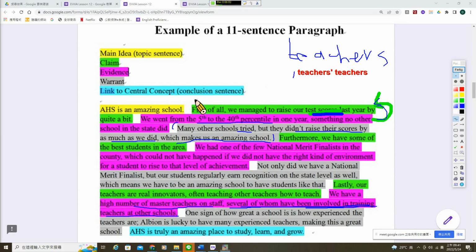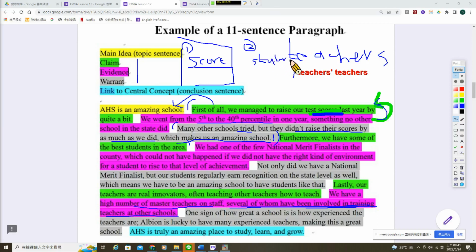So, okay, this is the first component, the first component to sustain the amazing school. Why? Because we have a very good score advancement. Number 1, complete. So we have a claim, evidence, and a warrant. No problem for that. And number 2, we talk about the students, right? And one of the students has the merit award. So we have an award here. And why is this significant?